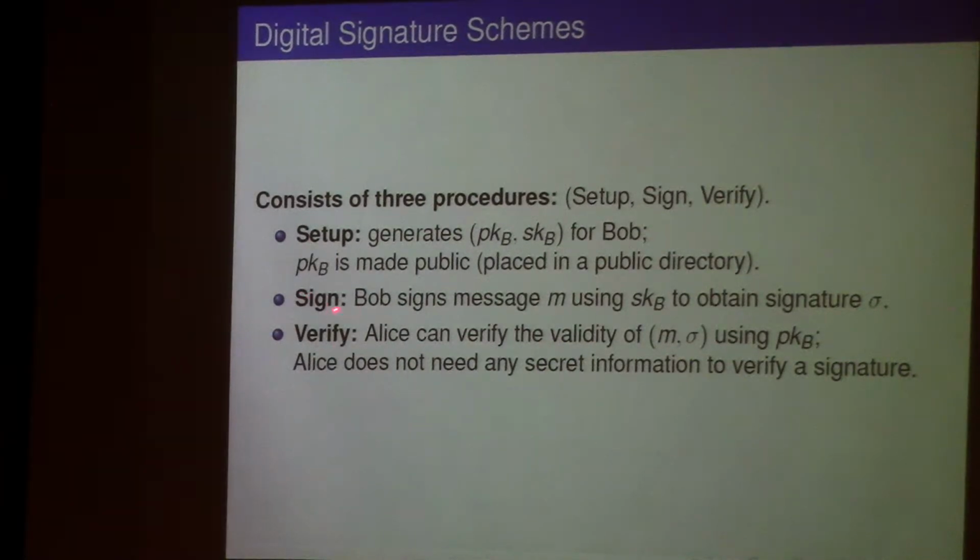There is a signature algorithm, a signing algorithm. Bob signs a message M using his secret key to obtain signature sigma. And Alice or any other party can verify the validity of this message signature pair using the public key of Bob. And for verification, no secret information is required.